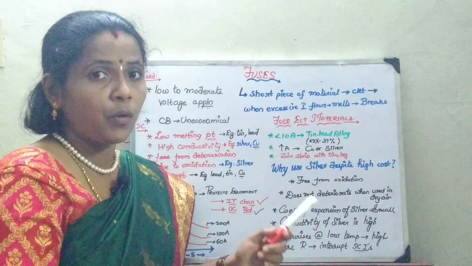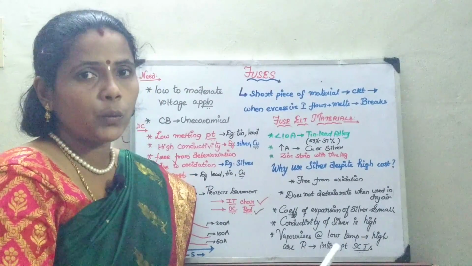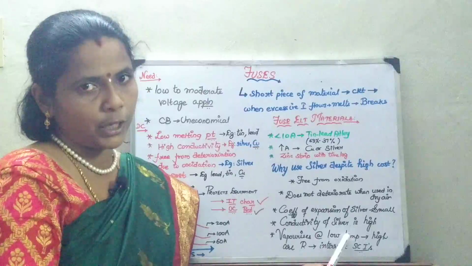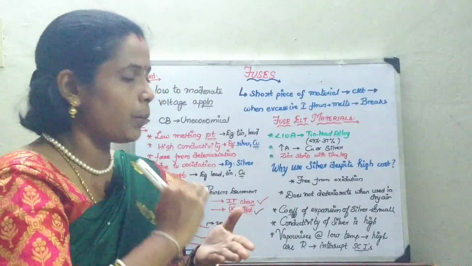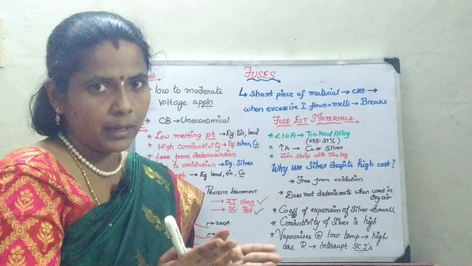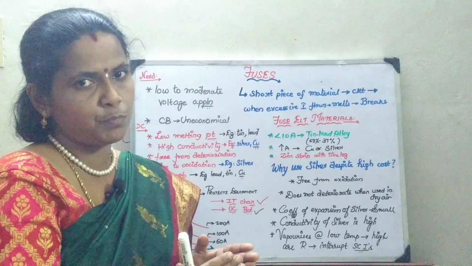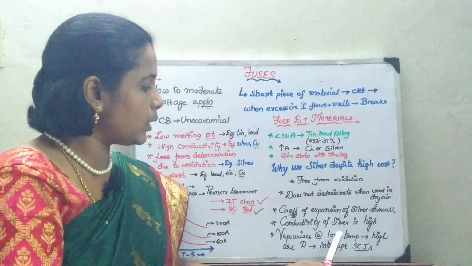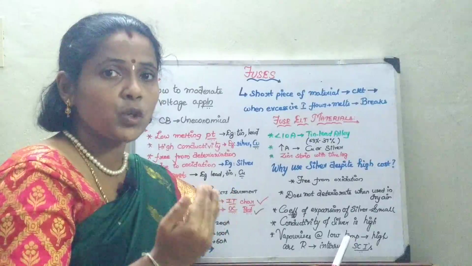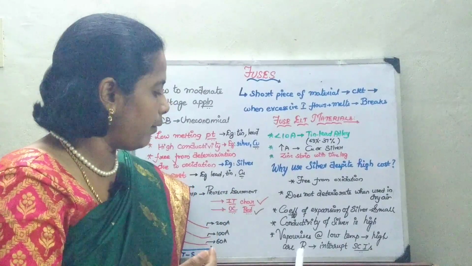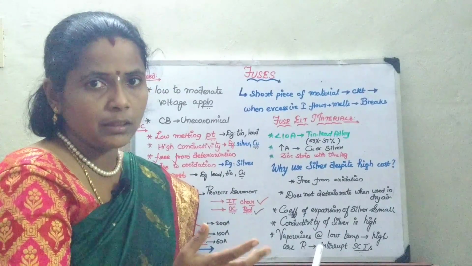Next is the conductivity. As we have already seen, the conductivity of silver is very high. And the last point to be noted is that it vaporizes at low temperature. What does it mean? Whenever it is heated to the appropriate temperature, it will melt and ionize. You cannot have a high resistance path that way. Instead, it vaporizes at low temperature itself, rather than ionizing immediately, which should not happen.